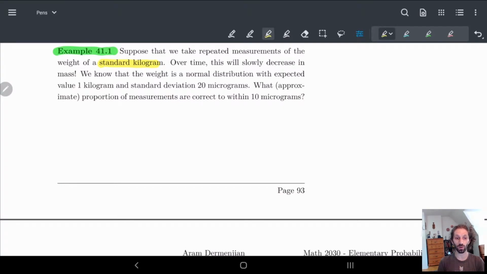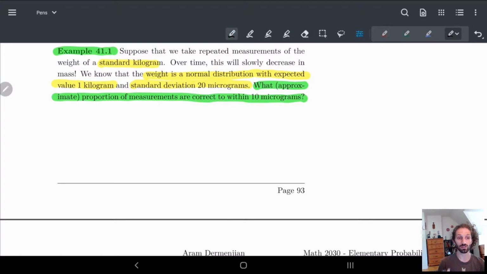And we know that the weight is a normal distribution. So here I'm saying the weight is a normal distribution with expected value of 1 kilogram and standard deviation of 20 micrograms. So something really, really small. And the question we're asking is, approximately, and I say approximate because we will always use phi, what proportion of measurements are correct to within 10 micrograms.